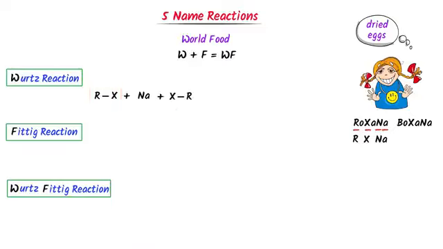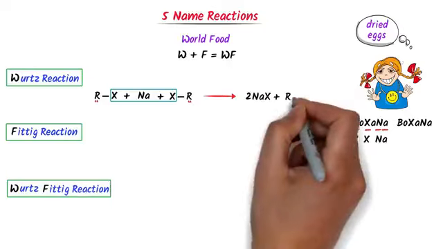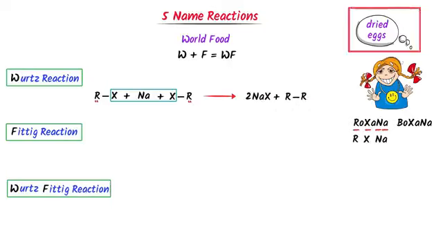Note it down that if we know the reactants, we can easily guess the products. So here, sodium will react with these two X or halogens and we will get 2 sodium halide. This R and this R will combine together to form alkane. This dried eggs stands for dry ether. Thus this is the Wurtz reaction.